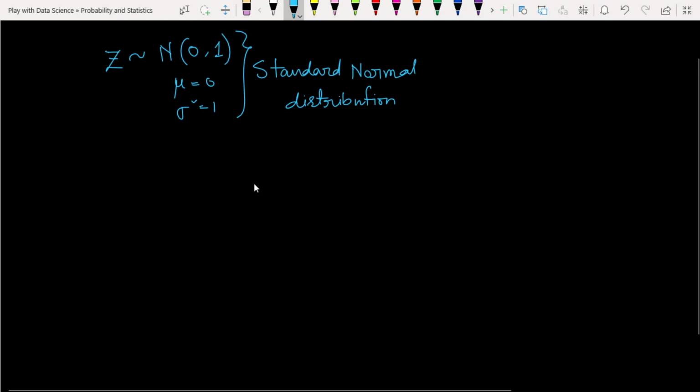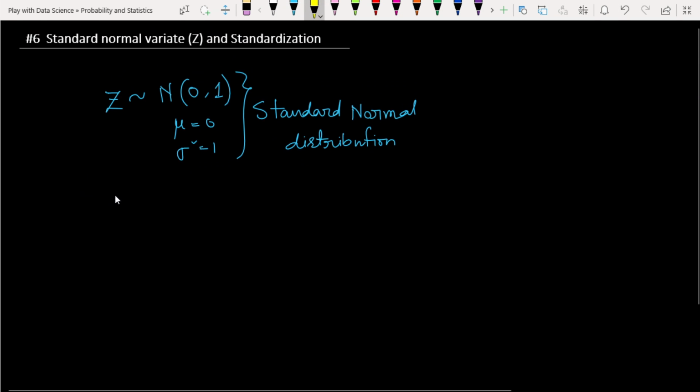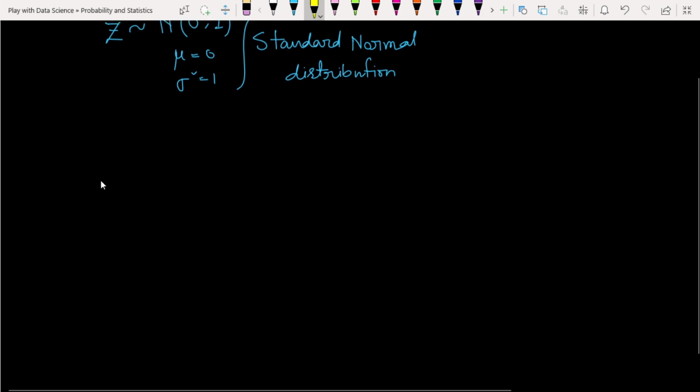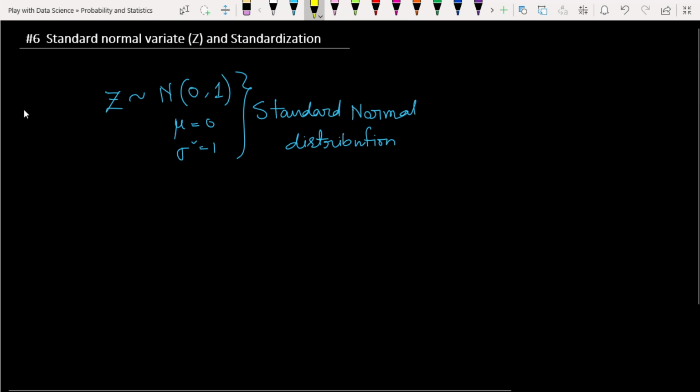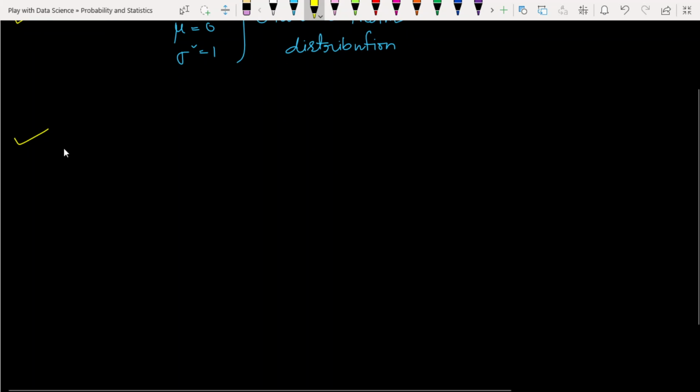Now the question is, for any distribution, how will we convert it into a standard normal distribution, and why do we need to learn this concept? Let's see step by step. This is the first concept. Now secondly, how will we convert it?